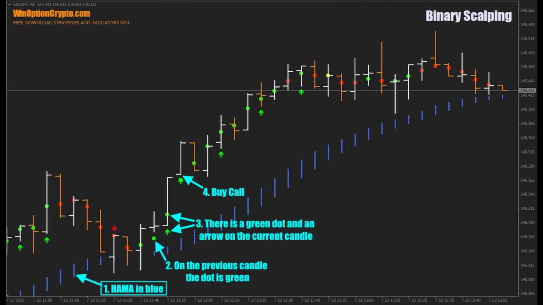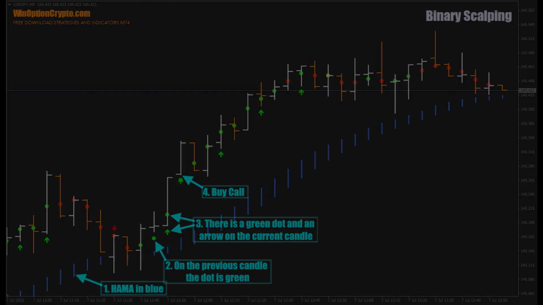To buy a call option, you need to, first, make sure there is a bullish trend. In this case, the HAMA turns blue. Second, a green dot should appear on the previous candle. Third, green dots and an arrow appear on the current candle. And fourth, at the opening of a new candle, we buy a call option.